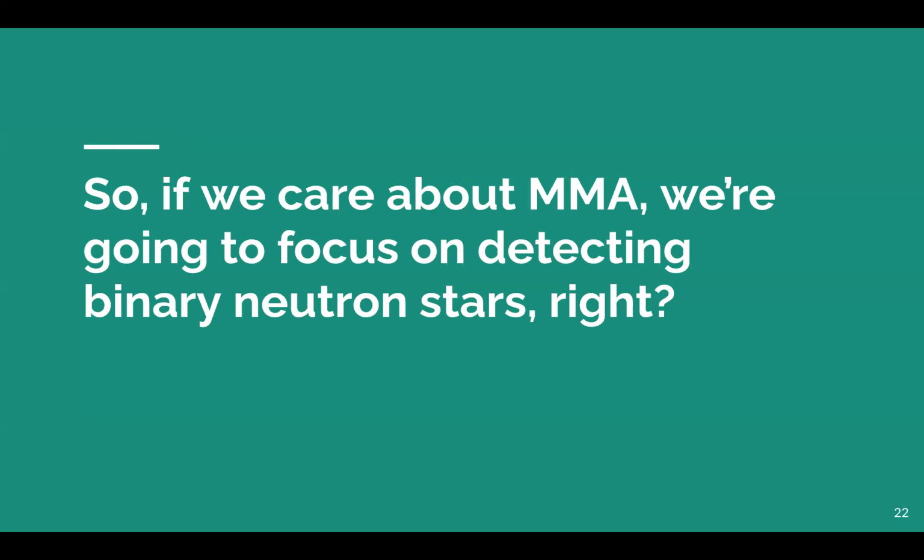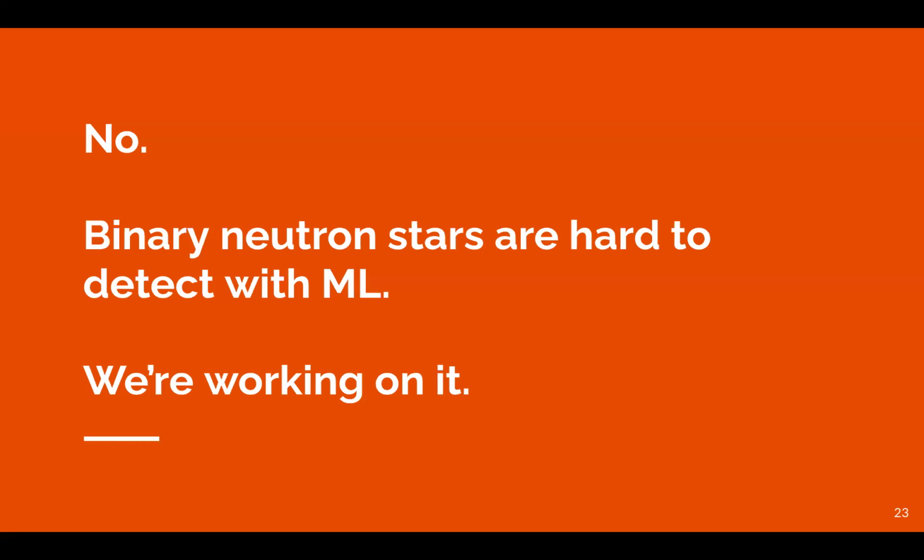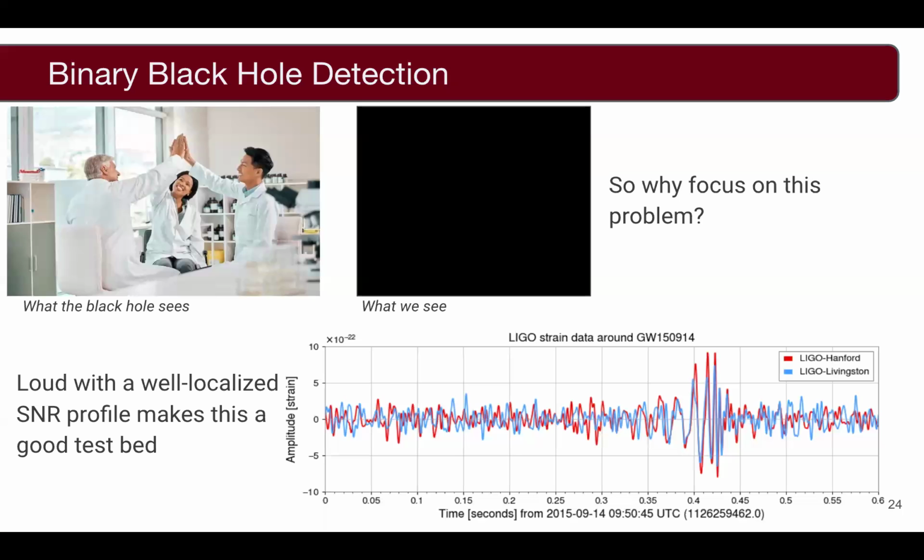Okay, so if we care about multi-messenger astrophysics, we're going to focus on detecting binary neutron stars, right? Or maybe neutron star black hole mergers, because these are the things that have electromagnetic emissions that we can follow up on. Now, binary neutron stars are hard to detect with machine learning. We're working on it actively. We are having a tough time. We're doing a mediocre job with it right now. But for today, we'll focus on binary black hole detection.